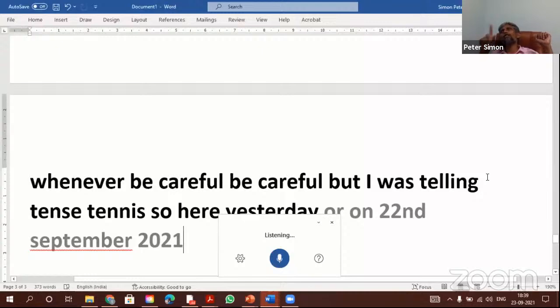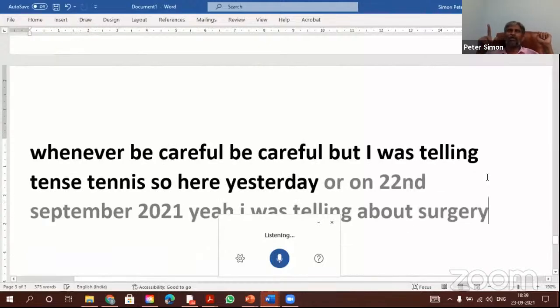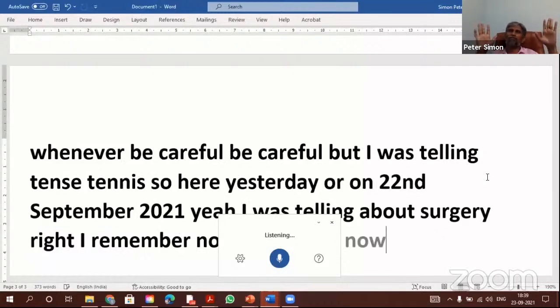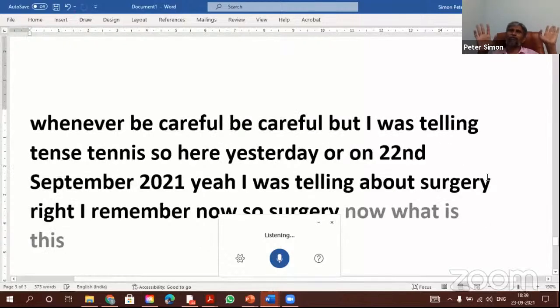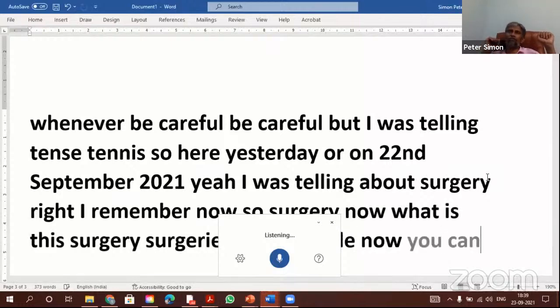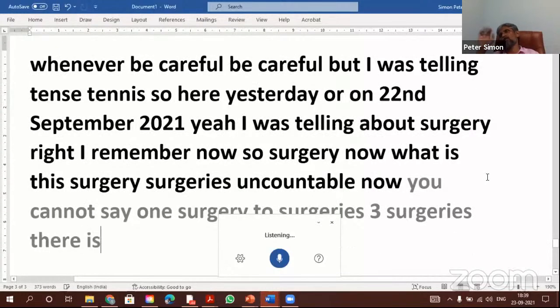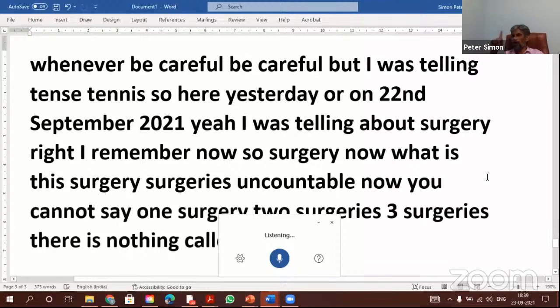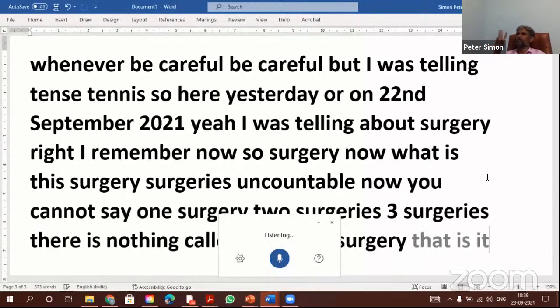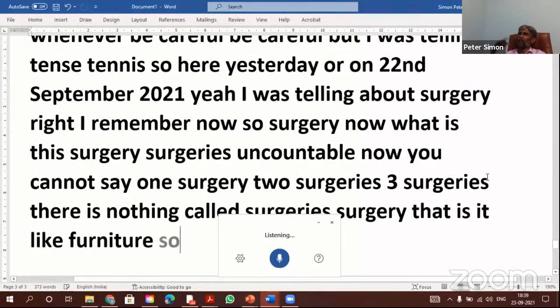Now what is this surgery? Surgery is uncountable. You cannot say one surgery, two surgeries, three surgeries. There is nothing called surgeries. Surgery. That's it. Like furniture. So now what you are supposed to do is, don't use a or an with this thing. So a surgery is wrong. Just leave without a. In the same way, when you use replacement only, without surgery, then you have to say a replacement. So one replacement may be there, two replacements, three replacements, number of replacements may be there. Remove one and put another. There may be 1, 2, 3, 4 replacements. So that's not a problem.